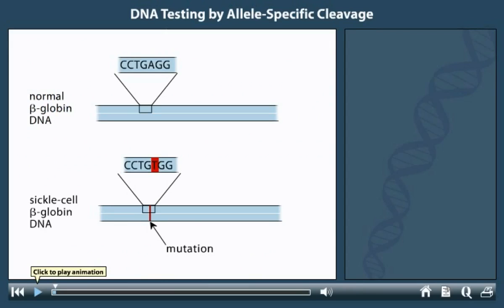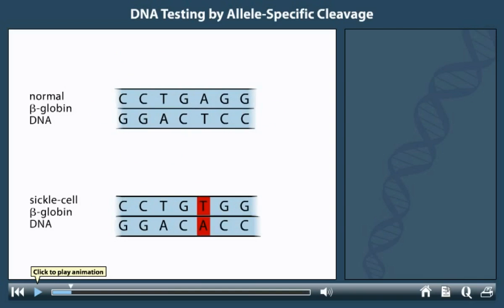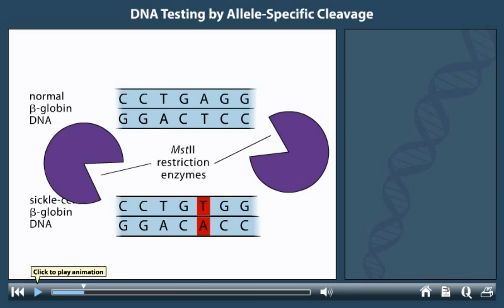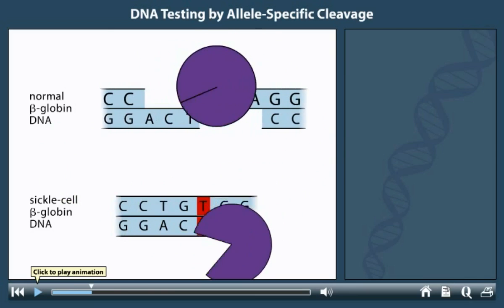Mutations that cause genetic disease can sometimes be diagnosed using enzymes that cleave DNA. In sickle cell anemia, the sickle cell allele has a mutation that converts an adenine base to a thymine base. Whereas the normal sequence is digested by the restriction enzyme MST2, this enzyme cannot recognize the sequence in the sickle cell allele and therefore does not cut it.